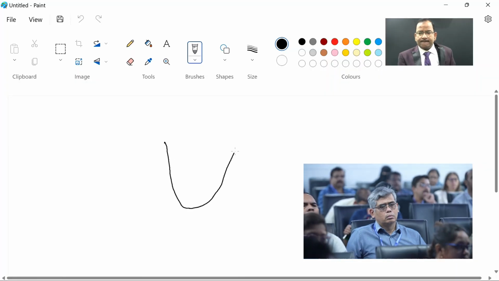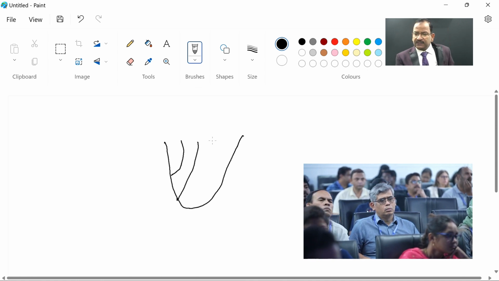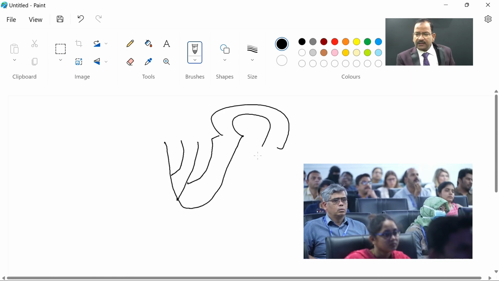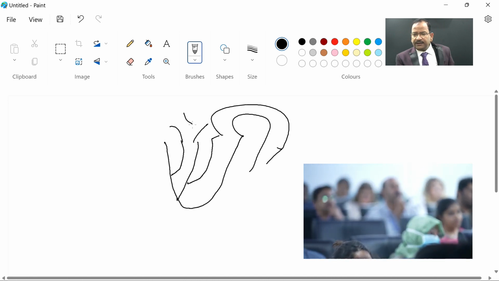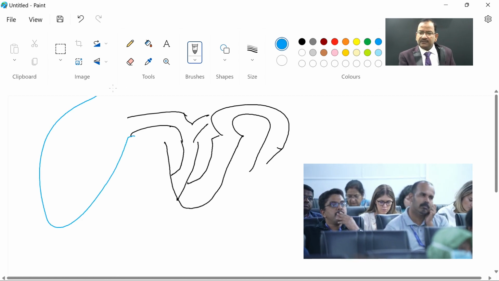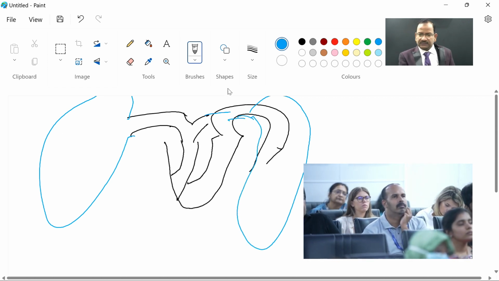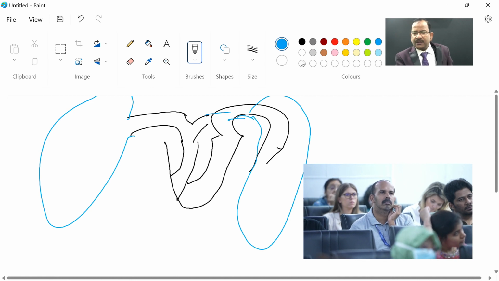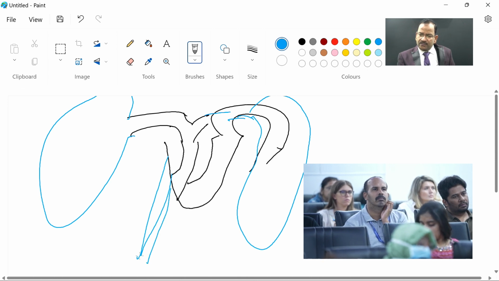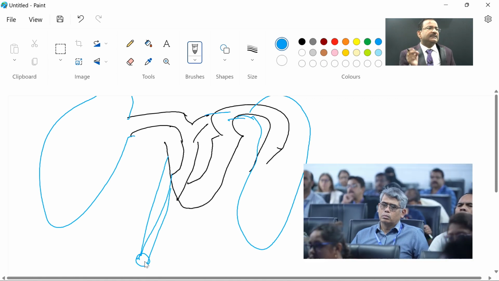Here is the heart. This is the right atrium, this is the right ventricle, this is the left atrium, this is the left ventricle, here we have the arch of the aorta, and this is the pulmonary artery, going into the lung. This is one lung and this is another pulmonary artery going to the other lung. Now, here we have the vena cava, the inferior vena cava, and you are putting in the Veress needle, and the Veress needle has entered into a vein.